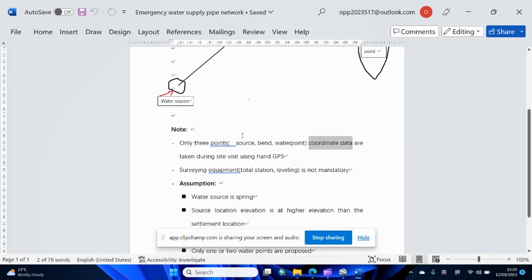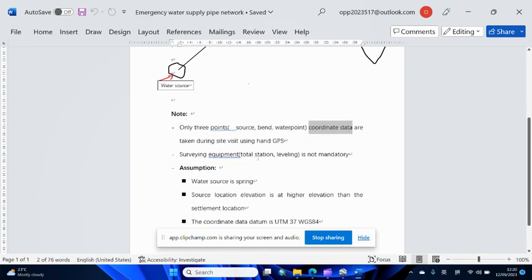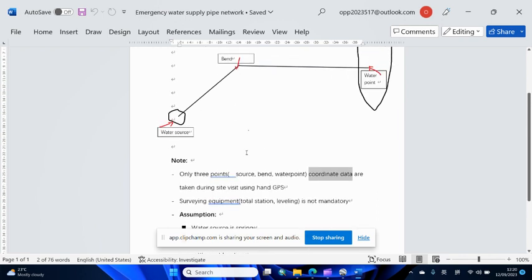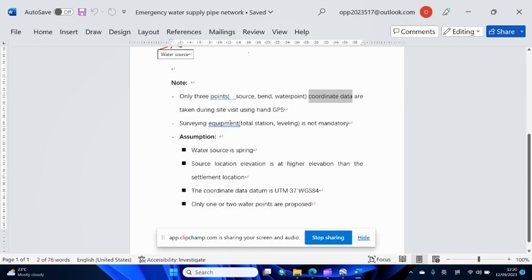Let us assume and take notes. As you see from the note, only three points are taken: source data, bend data, and water point data. Only this data is taken using the handheld GPS during the site visit. Survey equipment, total station and leveling, is not mandatory because you do not need to survey this total length, which takes 2 to 3 weeks in a hard, complex area. Therefore, we can use the handheld GPS.